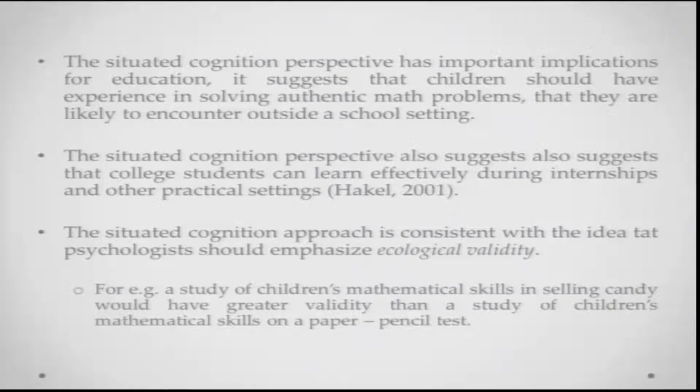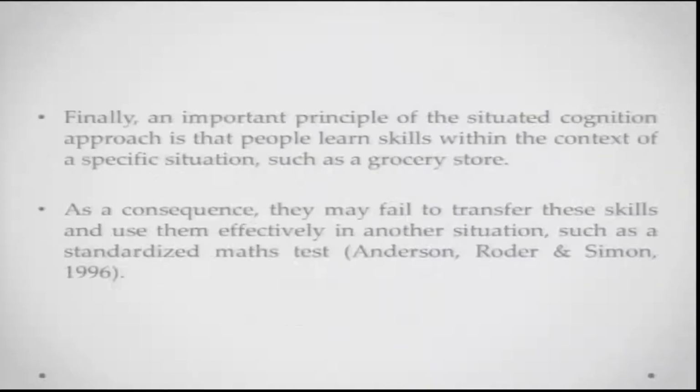And one of the advantages of the situated cognition approach is that these kinds of approaches lend us more ecological validity. Now, ecological validity is how much you can generalize a particular scenario to other different settings. So a study of children's mathematical skills in selling candy would have greater validity than a study of children just doing some basic algebra. If you tell children that you have 4 candies and I take 2 away from you, then the answer will probably come faster, and I am talking about younger kids, than if you just ask them what 4 minus 2 is. This is what the situated cognition principle emphasizes.